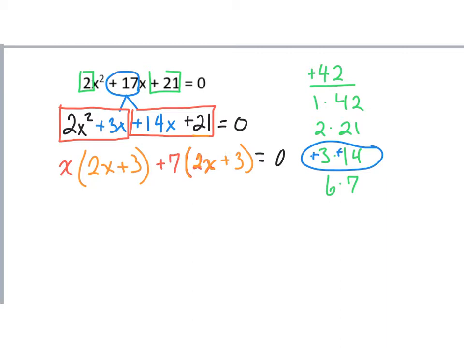This equals 0. My two terms, the first one, 2x plus 3. And the second one, x plus 7. These equal 0.